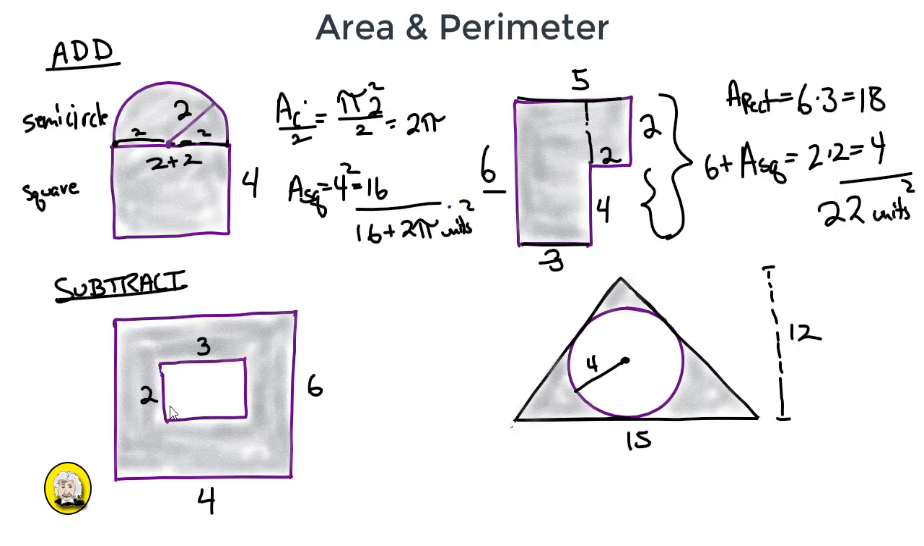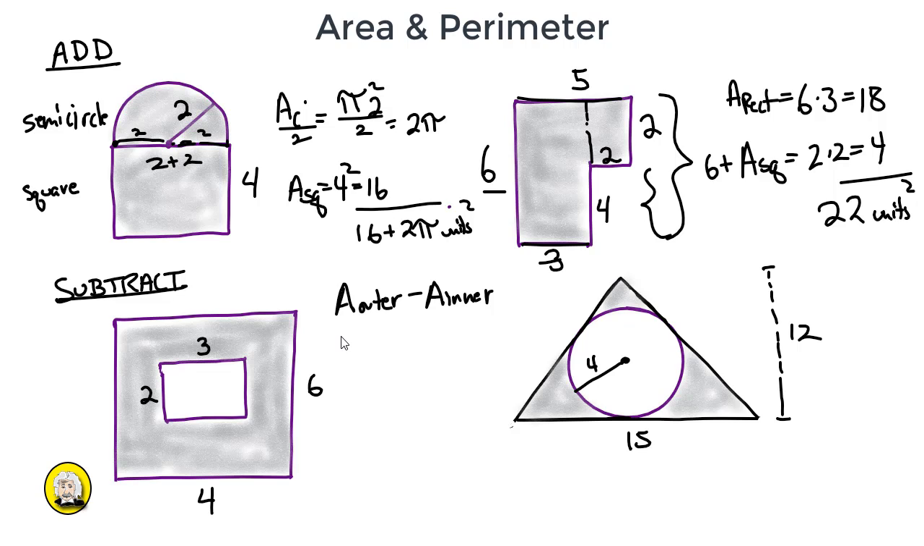Unlike the last two problems where we added different shapes together, in this case we have to subtract one shape from another to get our net area of the gray shaded area. So in the lower left we've got two rectangles, a 6 by 4 outer rectangle and a 2 by 3 smaller rectangle that appears to have been cut out from within the larger rectangle. So in general, when we have to look at subtracting shapes, we take the area of the outer shape and subtract the area of the inner shape.